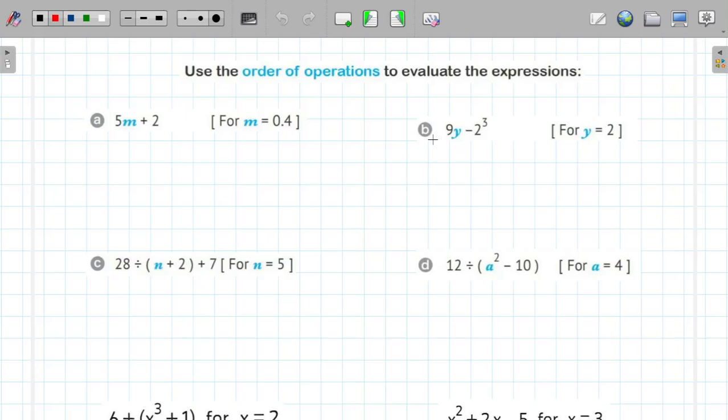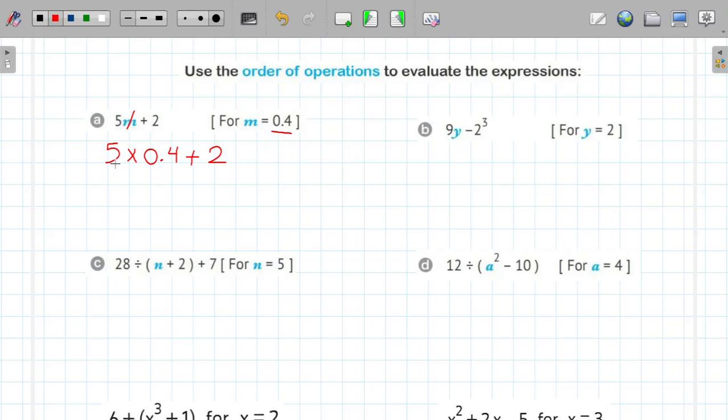The first expression here is 5m plus 2. And this m equals 0.4 or 4/10. So I will replace the variable m with the number 0.4 and calculate the value of the algebraic expression. So I will say 5 times 0.4 plus 2. So I will replace m with 0.4.